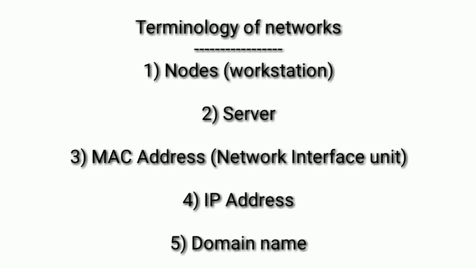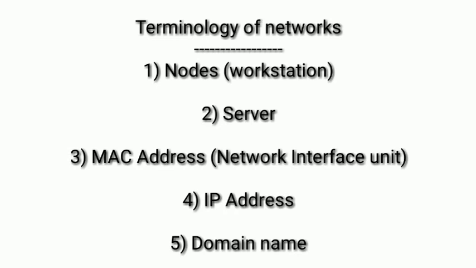Then the fourth one is IP address, internet protocol address. Every machine on a TCP/IP network has a unique identifying number. That unique identifying number is called an IP address. You know what an IP address is. Once again, I am repeating, every machine on a TCP/IP network has a unique identifying number. Simply we can say that every machine in a computer network has a unique identifying number, that is called an IP address.